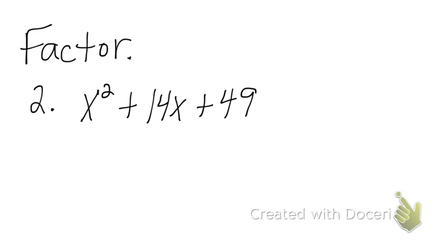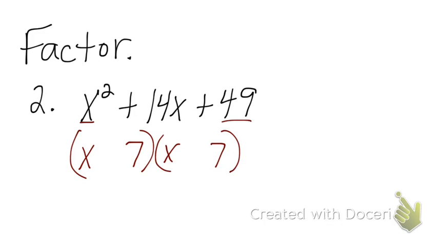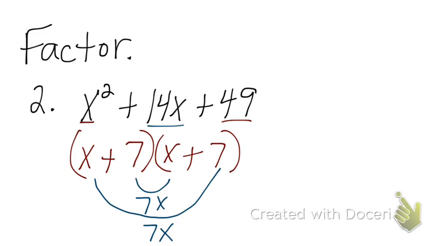Again, if you look at this, it looks like a perfect square trinomial if you just look at the ends. First of all, we'll look at the x squared. We know x times x gives us that. 49, we know that's 7 times 7. Everything's positive here. So again, we want to double check that our inner and outer product add up to 14x. And notice 7x and 7x does give you 14x.